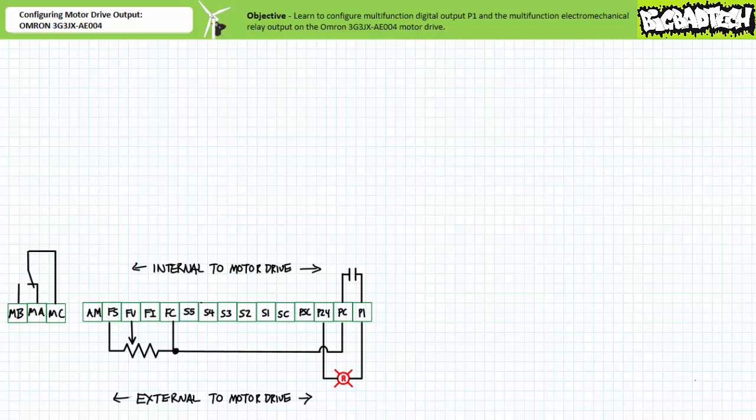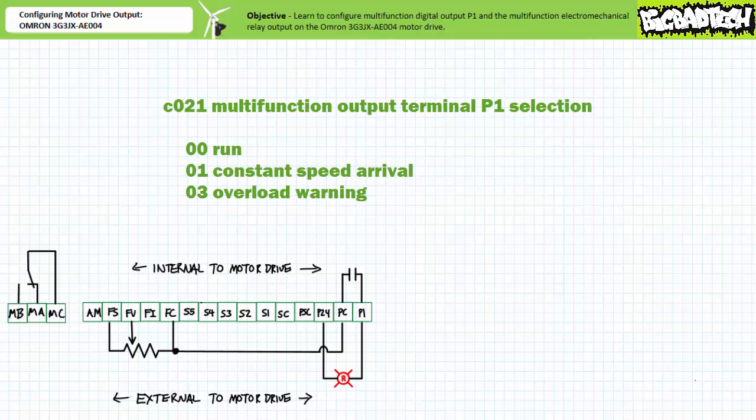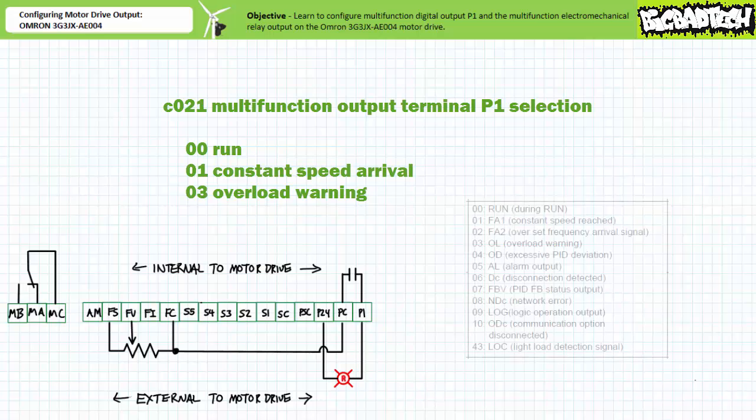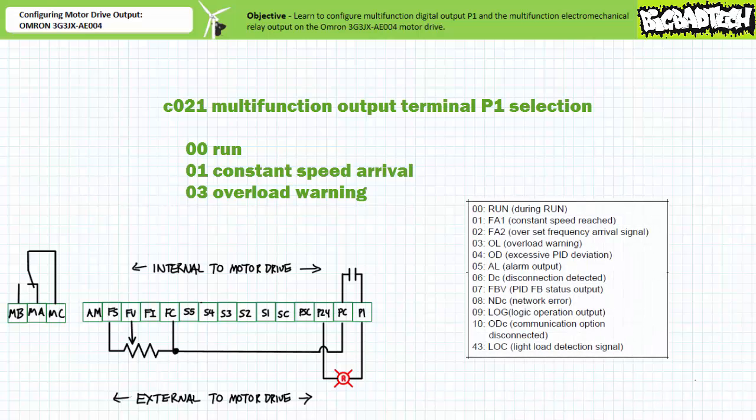Now we need to configure multifunction digital output P1. The Omron 3G3JX-AE004 motor drive does so using communication parameter C021, multifunction output terminal P1 selection. Numerous functions are available, only a handful of which we'll examine today.